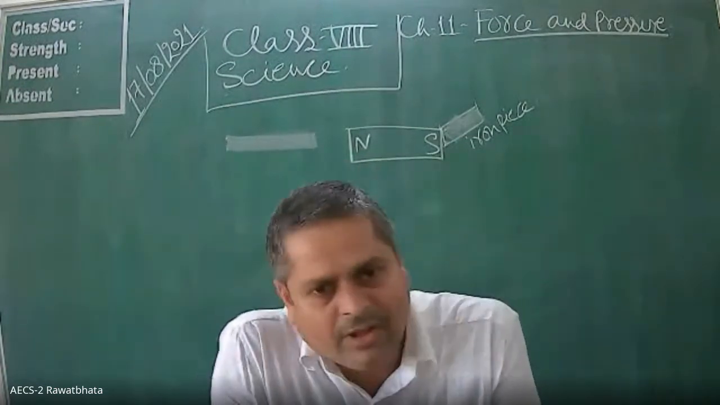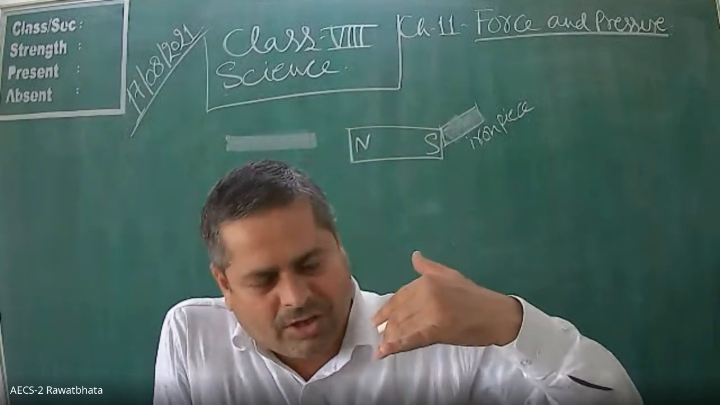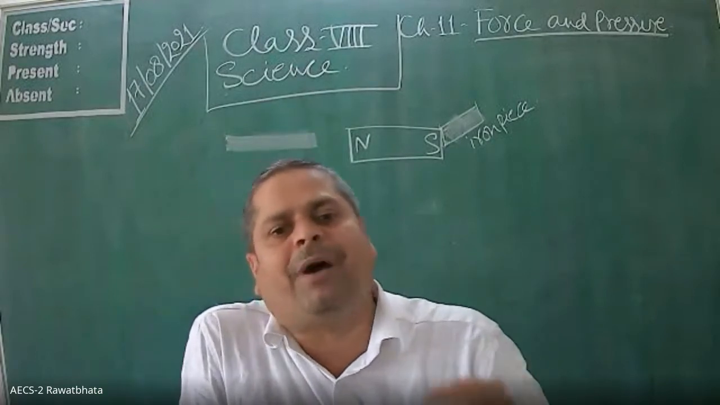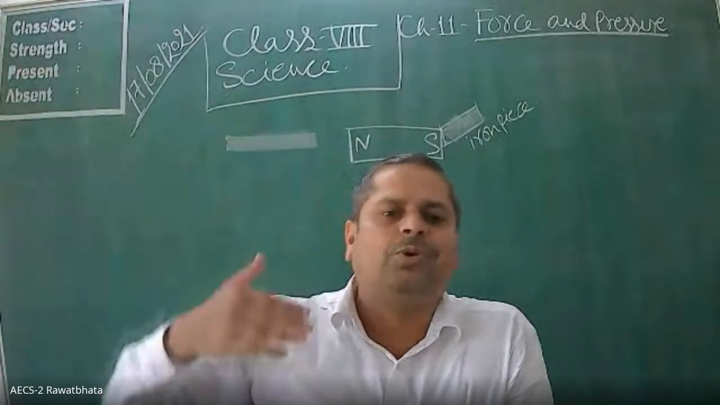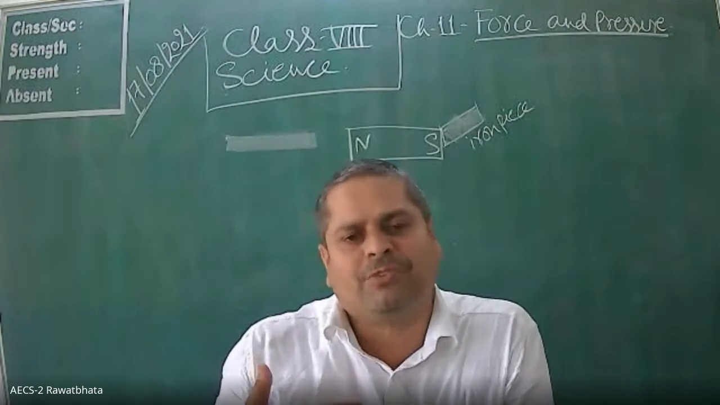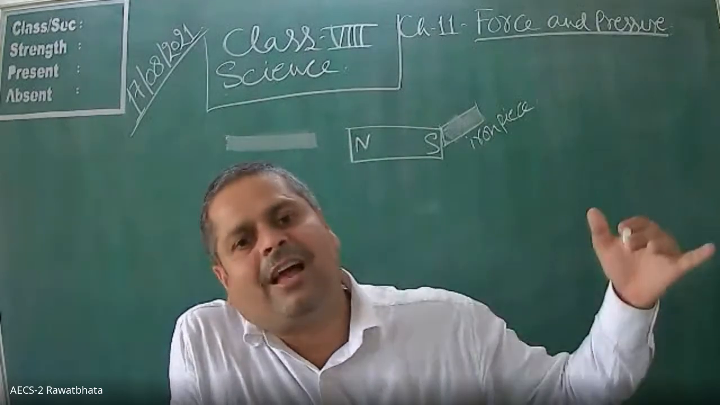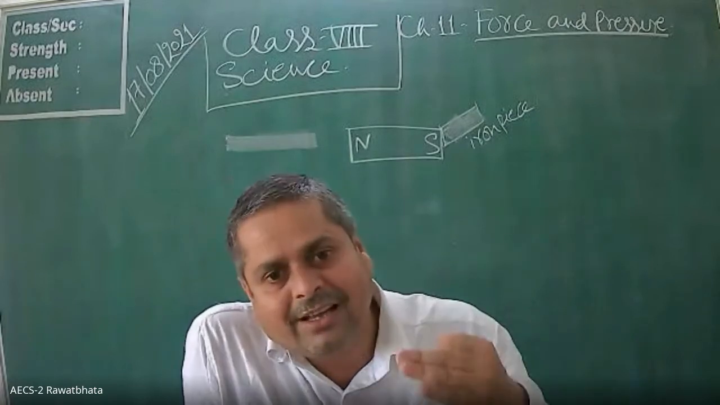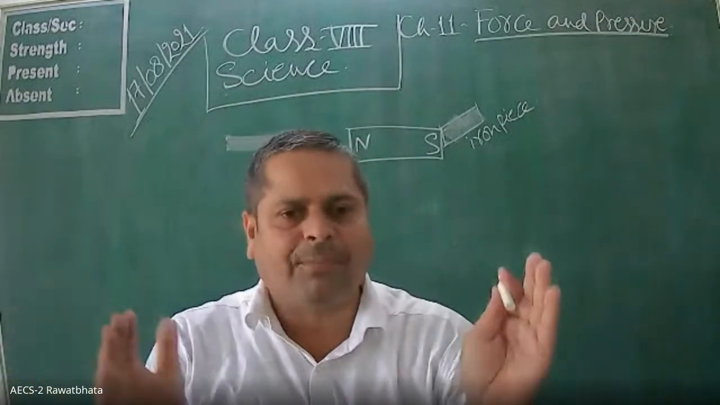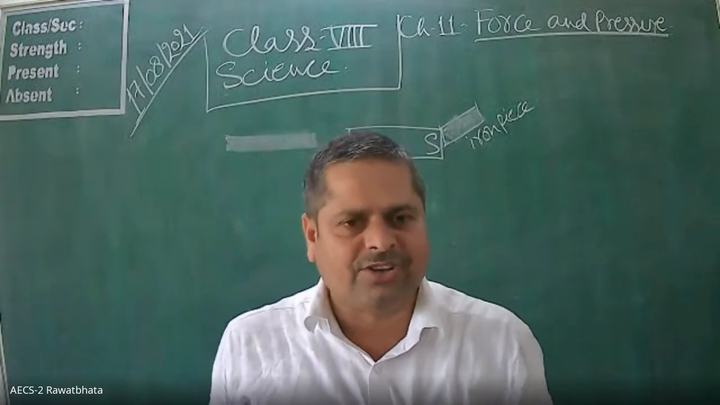Similarly, when we play football, when we kick the football, it is stopped by a keeper. So the keeper has to do a certain action in order to stop the fast moving ball. The player who has kicked the ball has pushed the ball. On the other hand, the goalkeeper has stopped the ball by coming in its path.